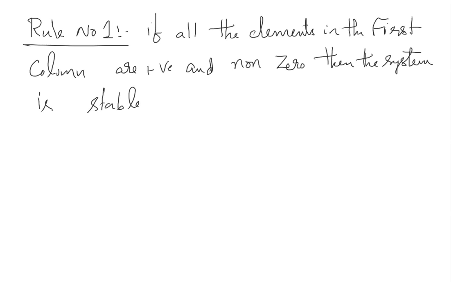Then the system is stable. What this rule is saying is, if the system is stable, then all the elements in the first column will be positive. So how do you know whether this theorem is correct or not? Let's take a stable function: (s plus 1) into (s plus 2) is equal to 0. Is this characteristic equation stable or unstable? Stable. So if you expand this, s square plus 3s plus 2 equal to 0.